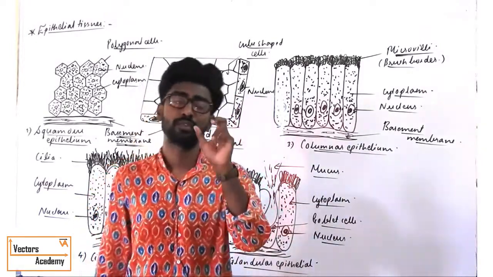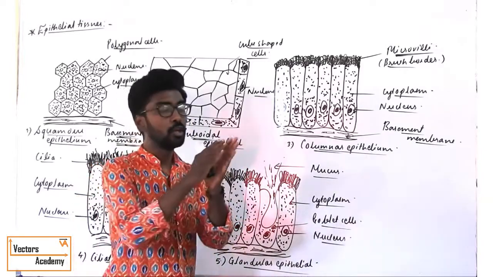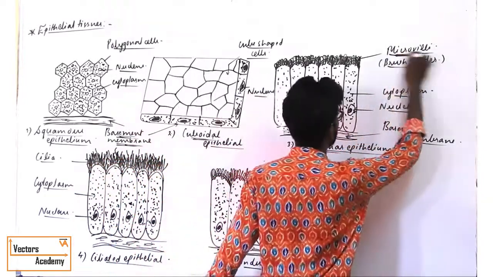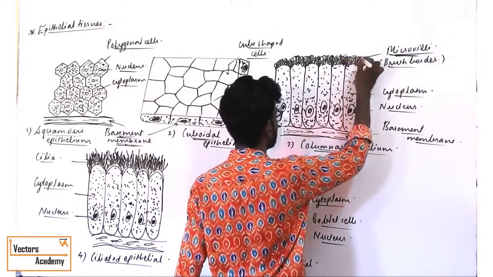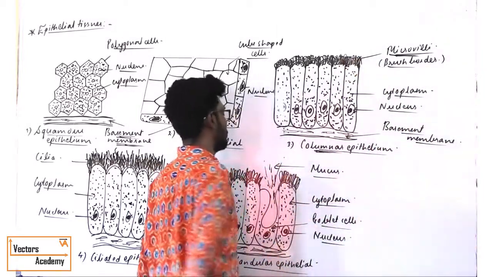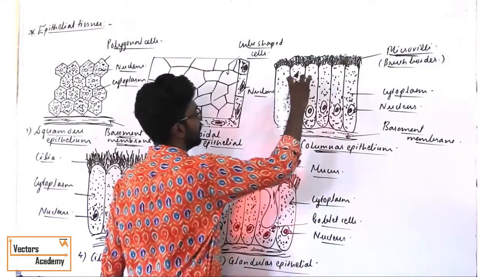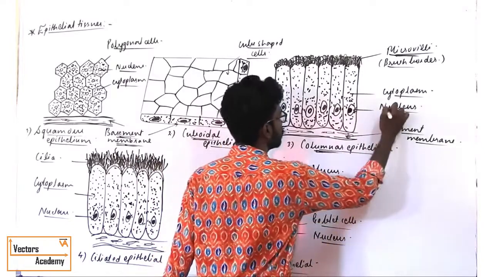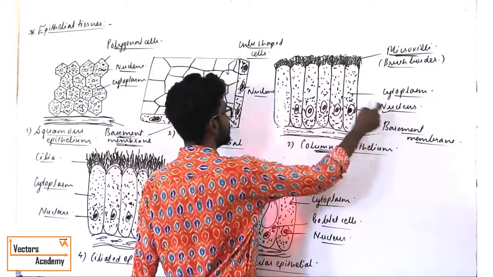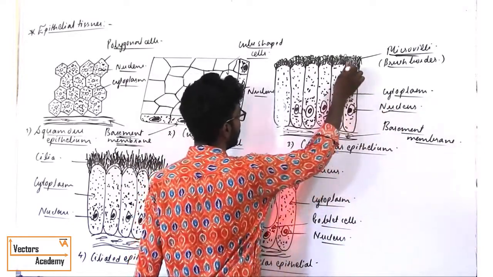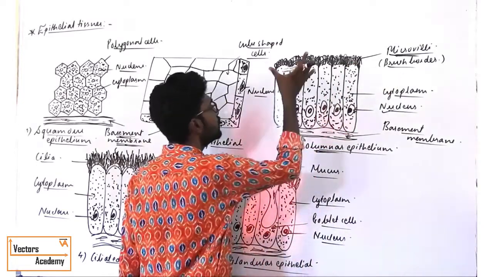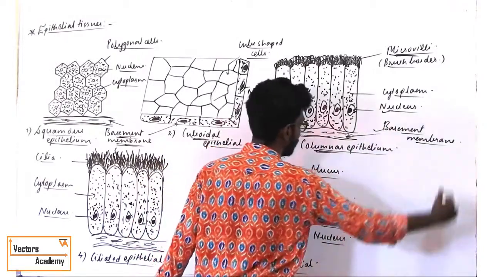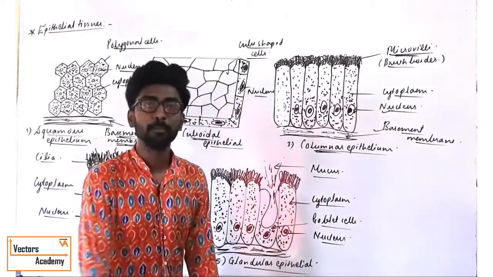What is the major function of the stomach and small intestine? Digestion. So to increase the surface area for absorption, we require microvilli, which are present on the anterior surface of columnar epithelium. Is the nucleus present at the center? No, the nucleus is generally present at the base, so it is called the basal nucleus. It is surrounded by the cytoplasm. All cells lie on a non-cellular membrane called the basement membrane.